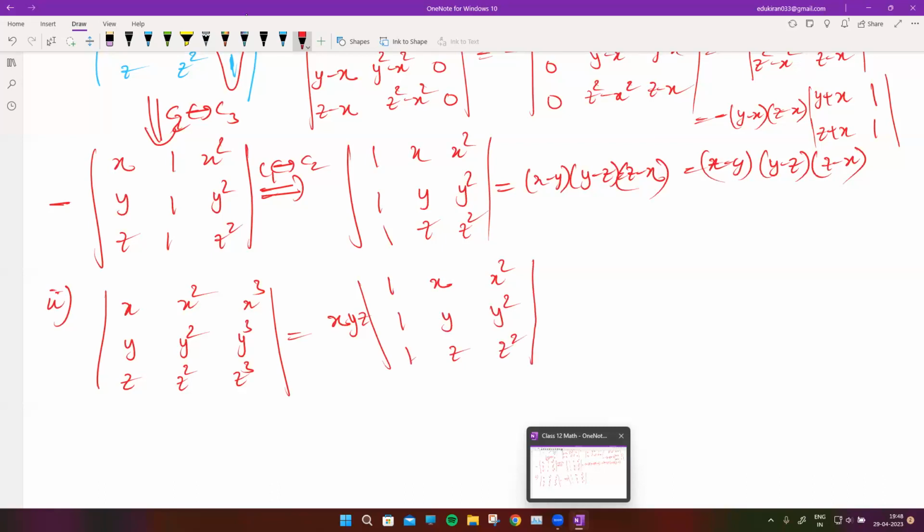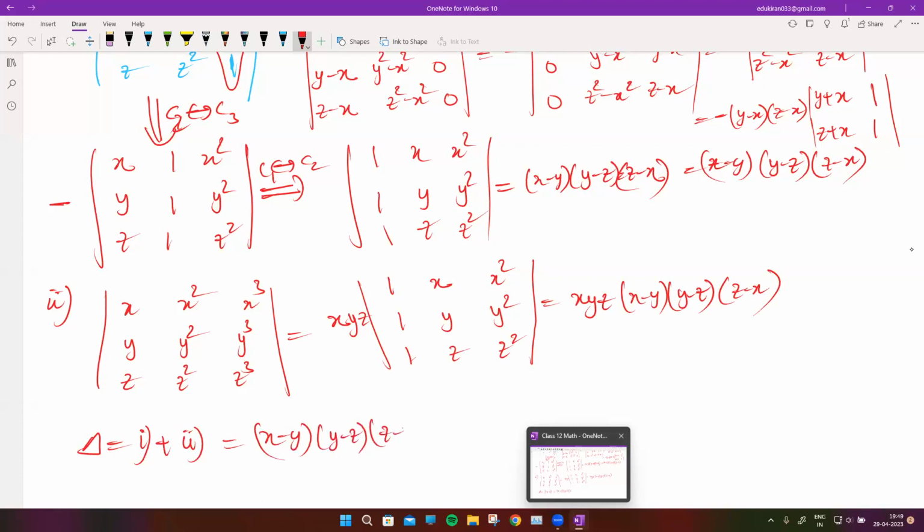And this is the same determinant which I have just solved twice. So this will be x, y, z, x minus y, y minus z, z minus x. My delta was this whole determinant of first plus second. So delta becomes x minus y, y minus z, z minus x, plus x, y, z.